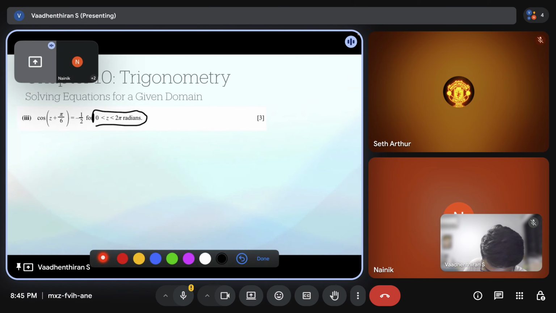So the domain means this only, basically this. The domain for this answer should be between 0 and 2 pi radians. So just remember that you can be asked for radians and degrees. Both are part of the syllabus. So you need to be very sure when you are converting between degrees and radians whenever you are using your calculator.